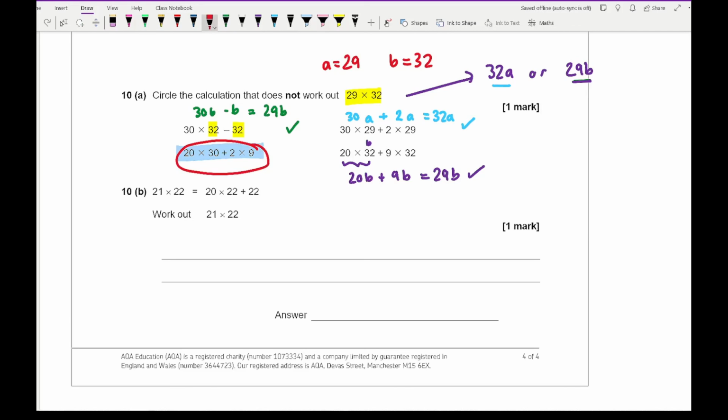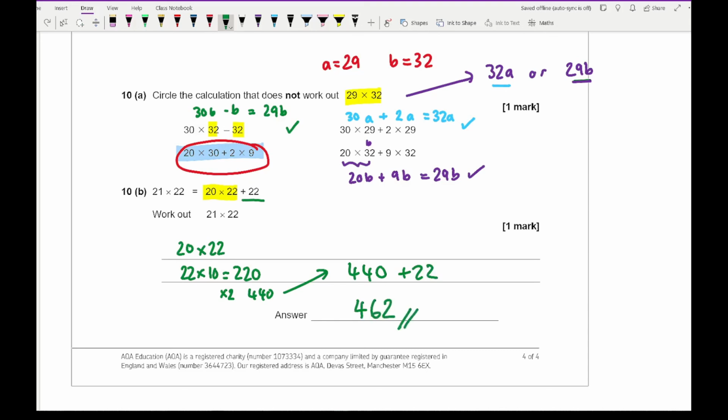Looking at 10b, it says 21 times 22 equals 20 times 22 plus 22, which is correct. Work out 21 times 22. Now, again, we're going to use this answer. So this yellow bit here, 20 times 22 is 22 times 10, which is 220, times 2, which is 440. And then what I need to do is add the 22. So it's 440 plus 22, which gives me 462 as my final answer.